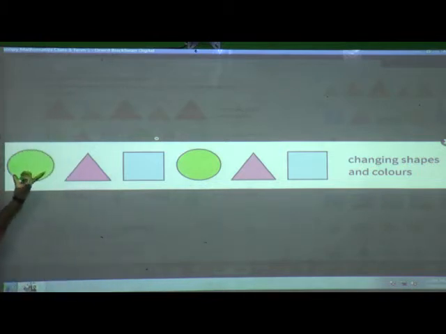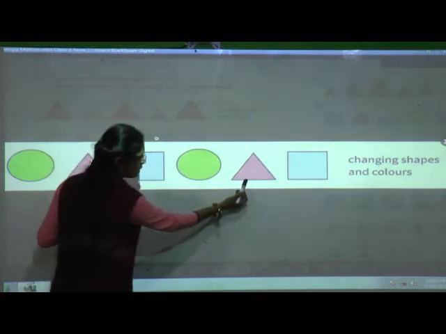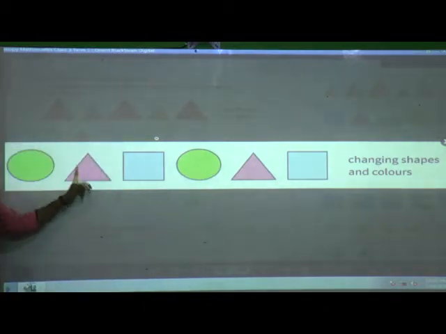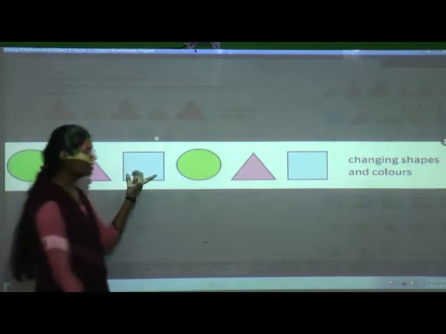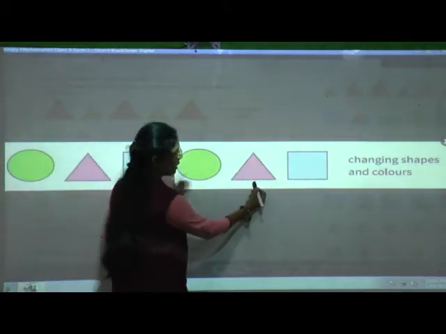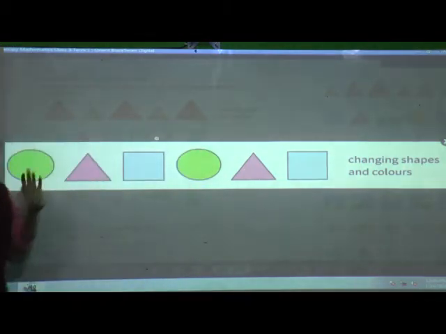See, after circle, triangle is there. Okay, here also after circle, triangle is there. Then after triangle which shape is there? Yes, here square is there. Here also we will see after triangle, square is there. So this is a pattern.